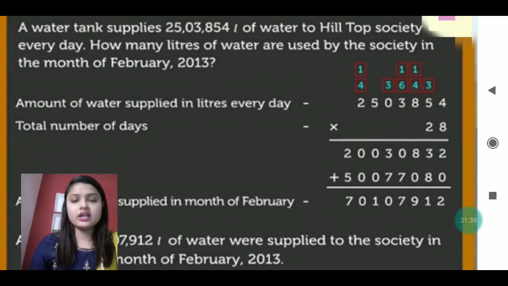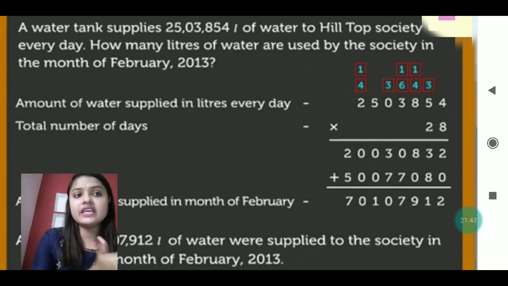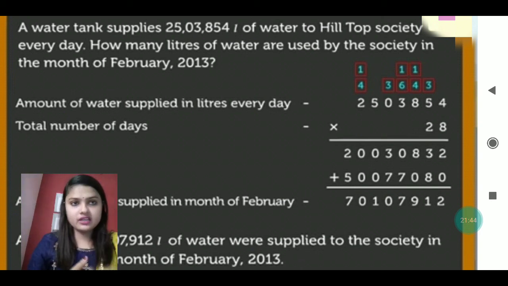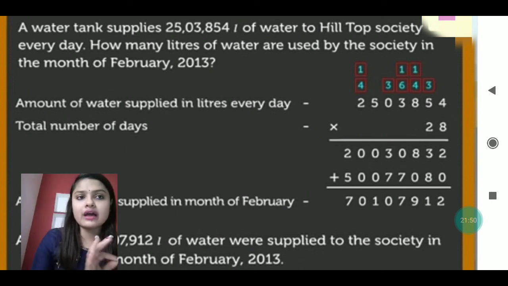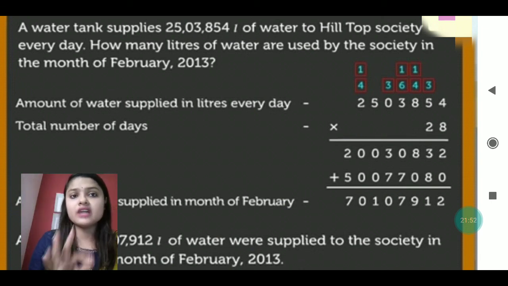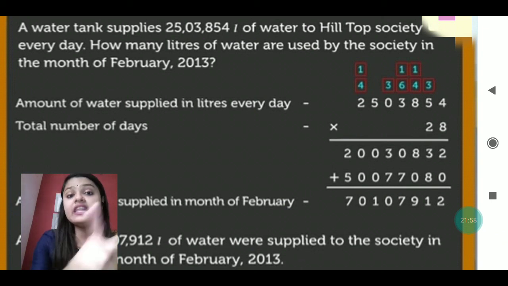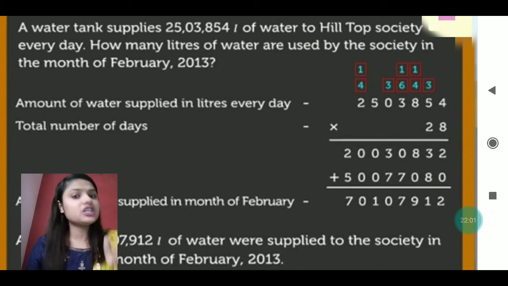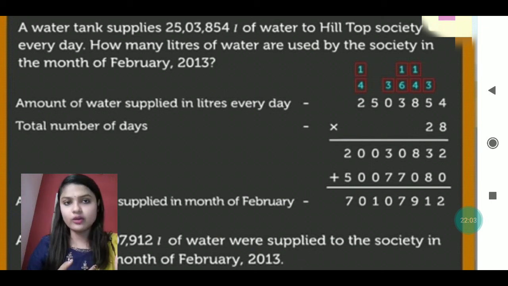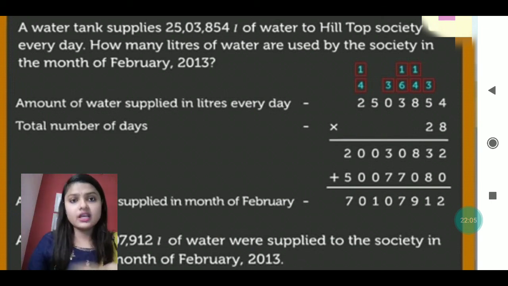See, what is the question? A water tank supplies this many liters of water to the Hilltop Society every day. How many liters of water are used by the society in the month of February in 2013? February has how many days? 28 days, because it is not written as a leap year. If a leap year is mentioned, then take 29. Otherwise, 28 only.